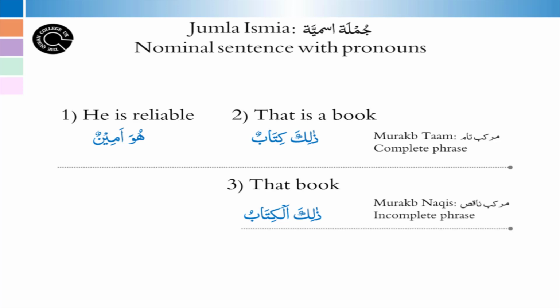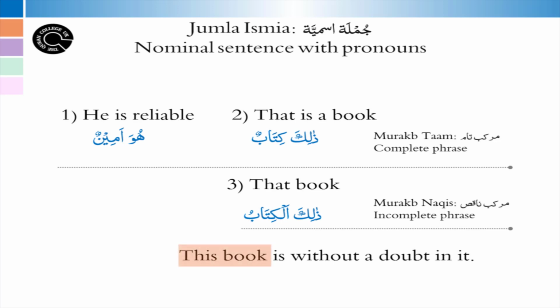We will play with a variety of nominal sentences with these incomplete phrases. For example, in the nominal sentence, "This book is without a doubt," the subject, this book, is a demonstrative phrase, which on its own is an incomplete phrase. When changed to Arabic, it becomes Dhalikal Kitabu la rayba fihi.